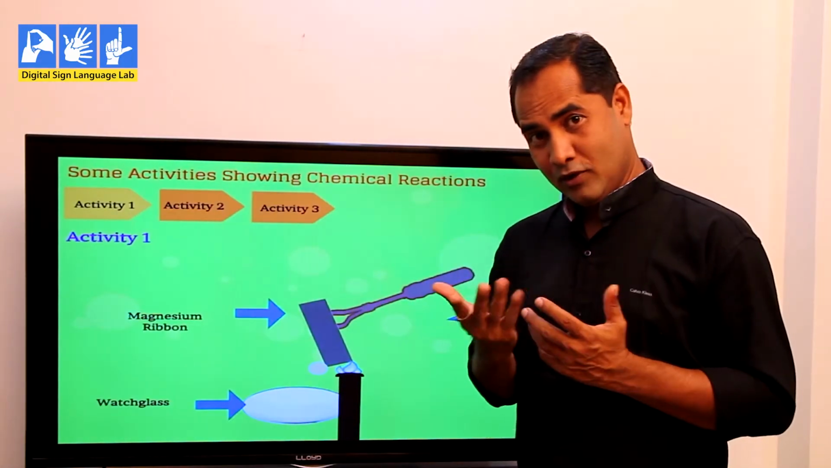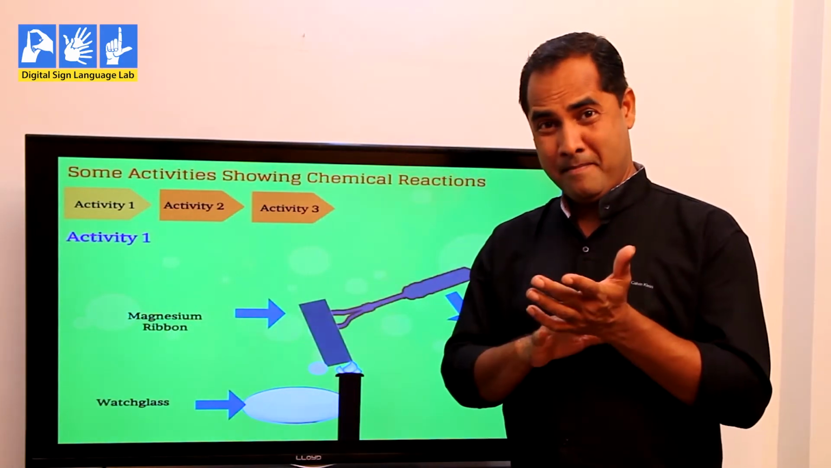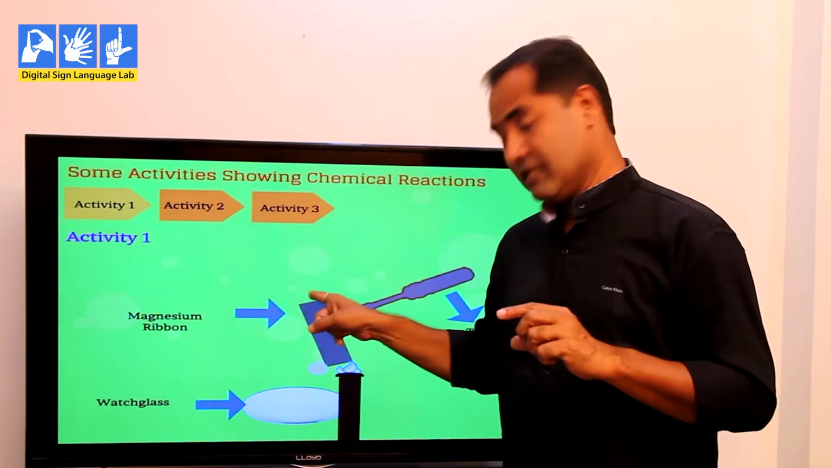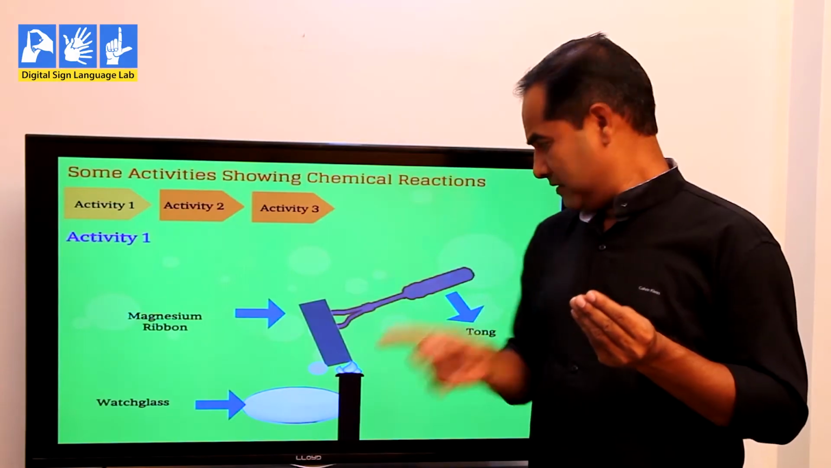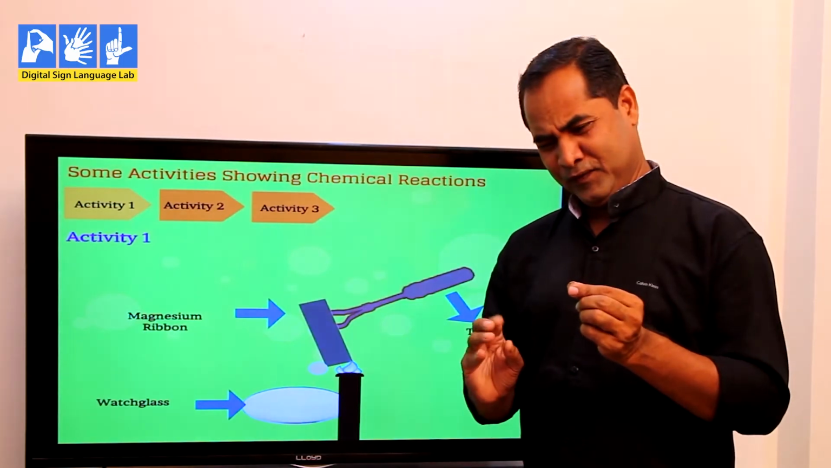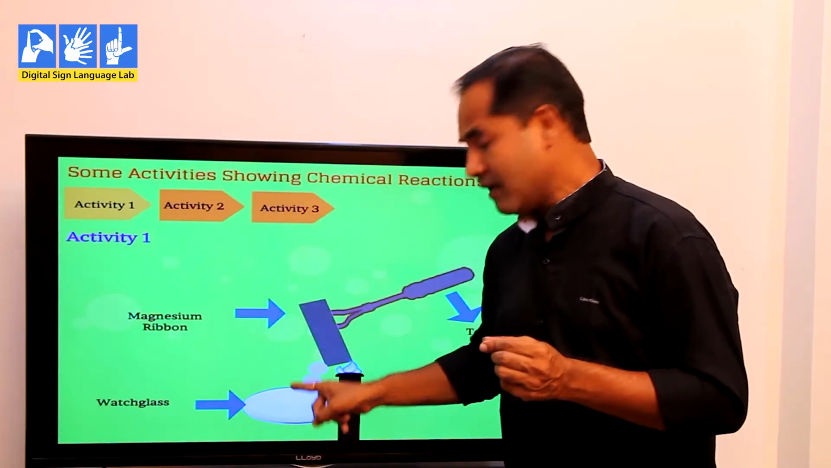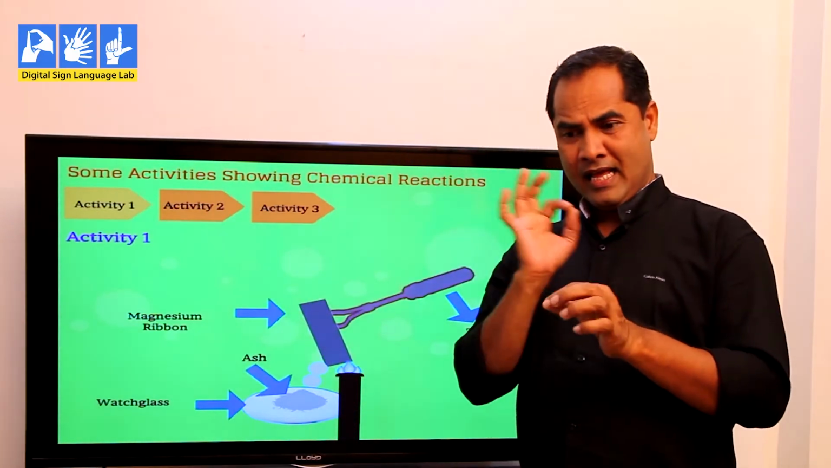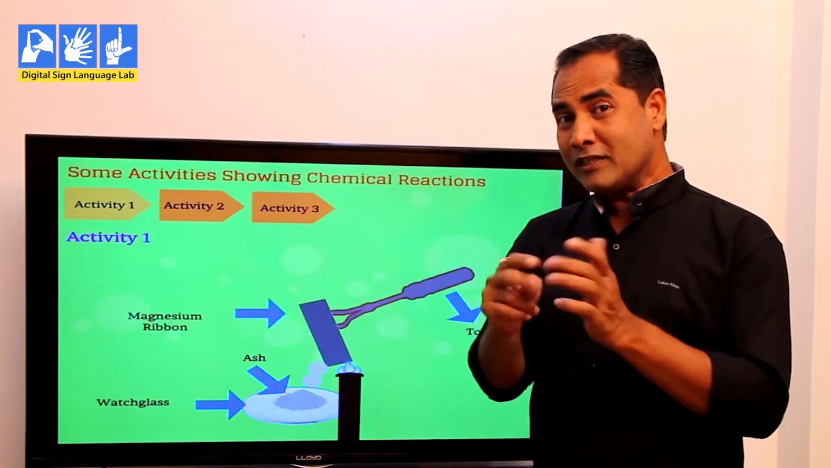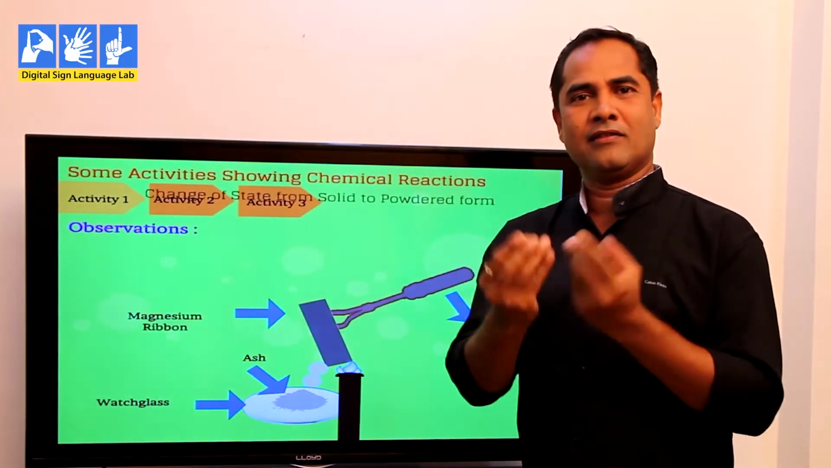That's activity 1. As all of you can see, that's a magnesium ribbon. It's one kind of metal. And that's the fire. When you start burning the magnesium ribbon, it changes into ash. So what's really happening? It's changing. When you burn magnesium, the structure of magnesium changes from solid form to ash.